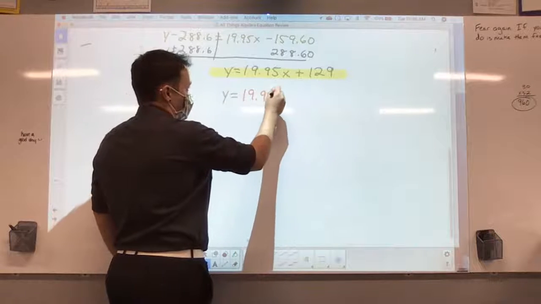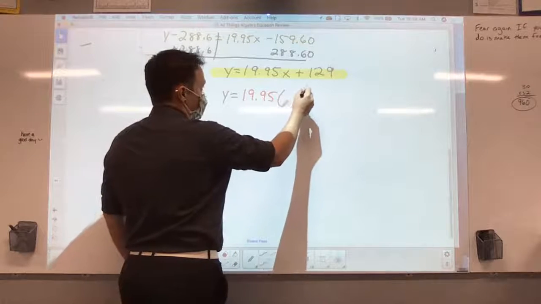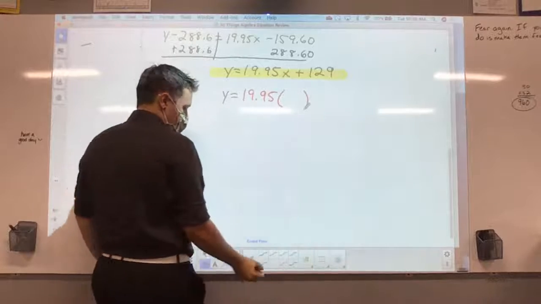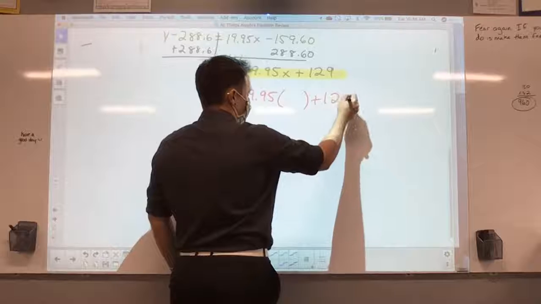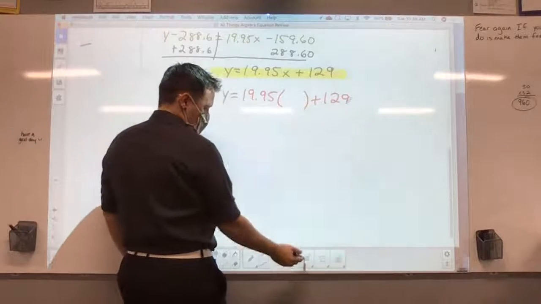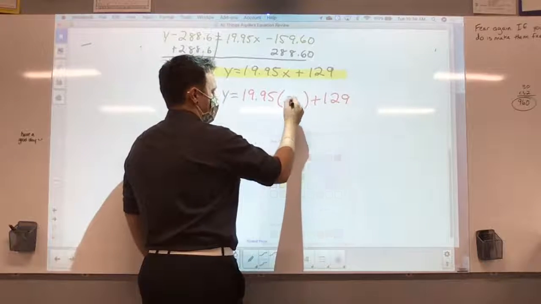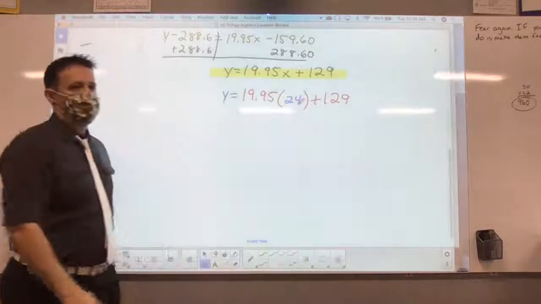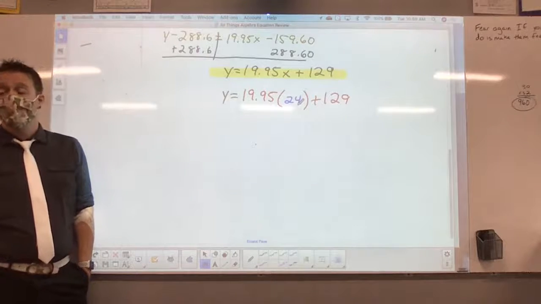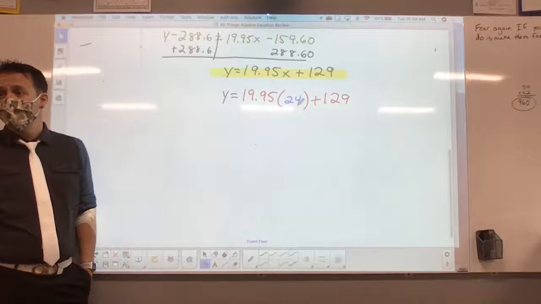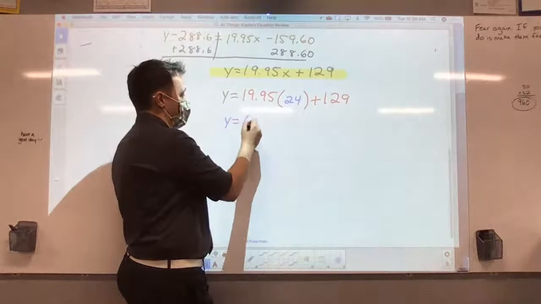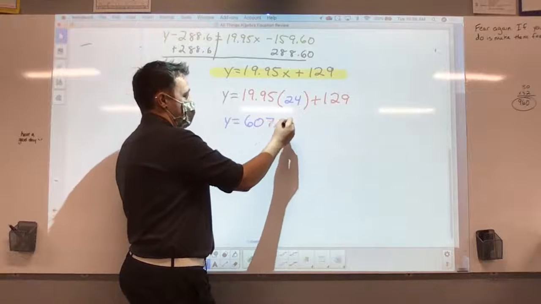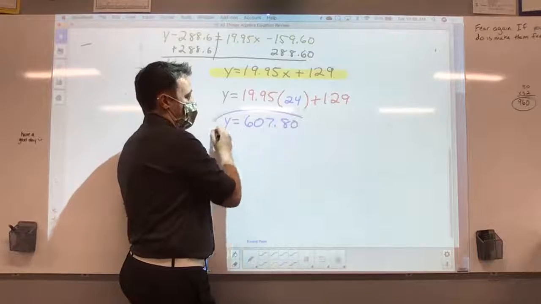It's a 2-year agreement, right? But what does X stand for? Is that a month or is that a year? It's a month. So what number goes right here in this blank? Right, because they want to know how much she's going to pay in 2 years. So if you get a calculator out and figure it out, ladies and gentlemen, she pays $607.80 for a 2-year agreement.